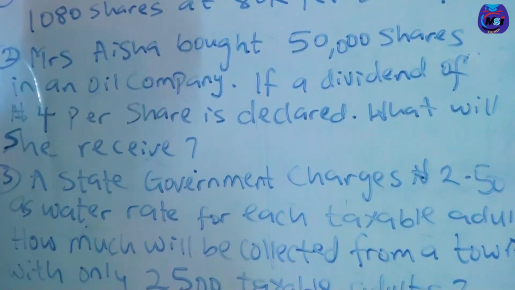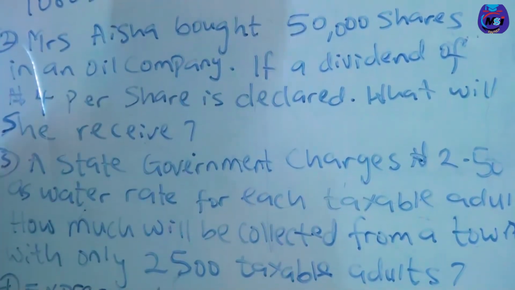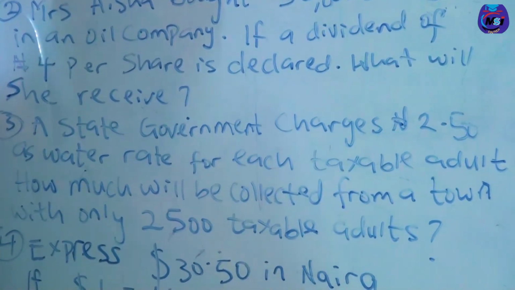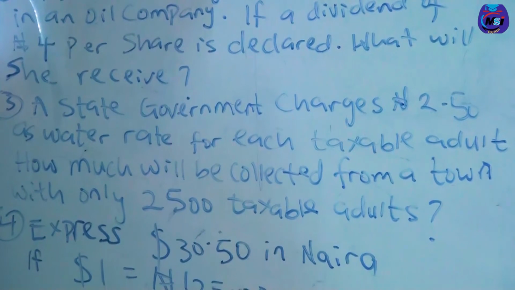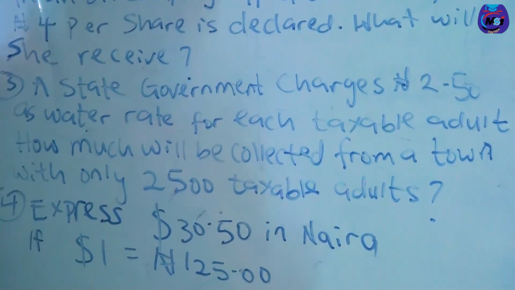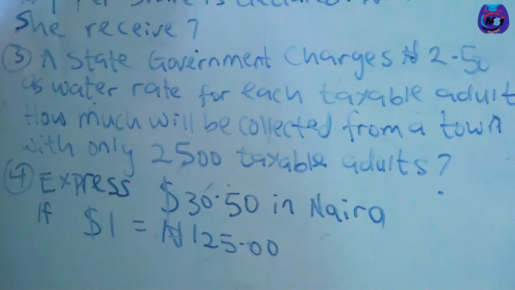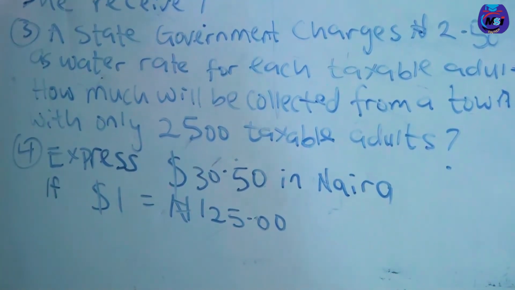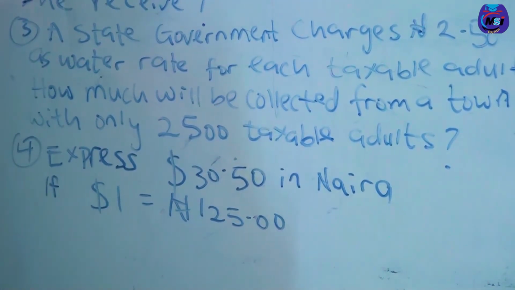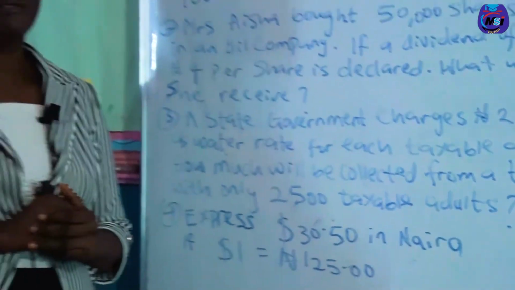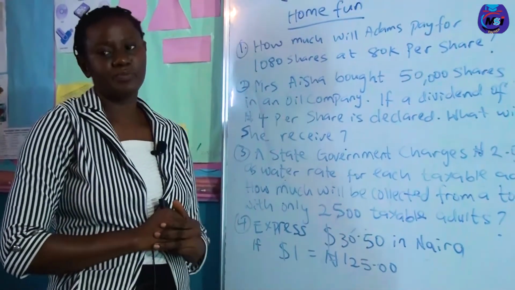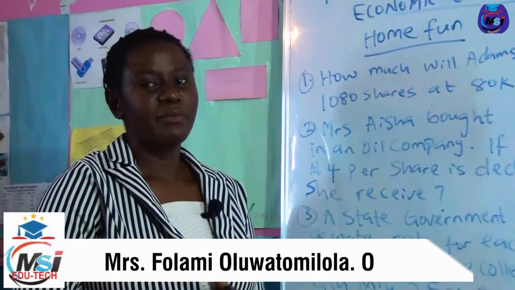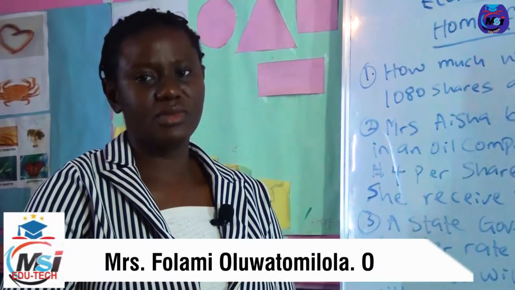Number 3, a state government charges 2 naira 50 kobo as water rates for each taxable adult. How much will be collected from a town with only 2,500 taxable adults? Number 4, express $30.50 in naira if $1 is equivalent to 125 naira.